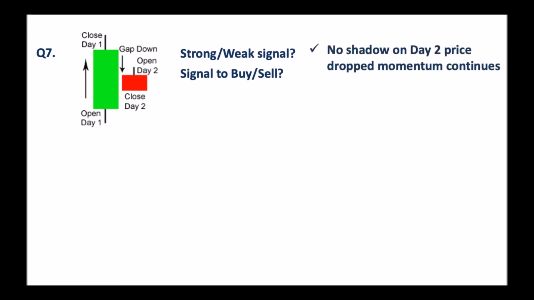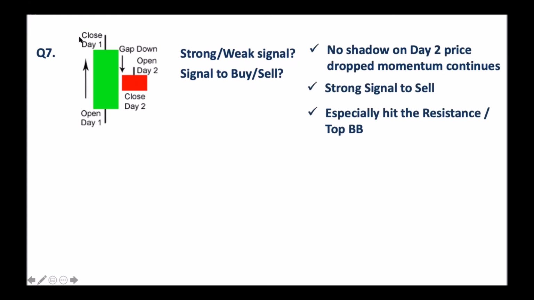Now there's no shadow on day 2. Price drops, momentum continues, as expected. So it's a strong signal to sell, especially when it's nearby or hits a resistance or the top Bollinger Band.